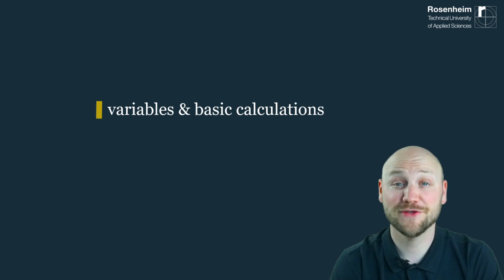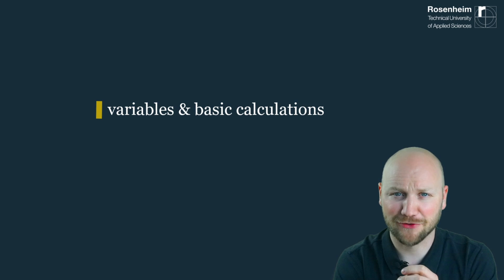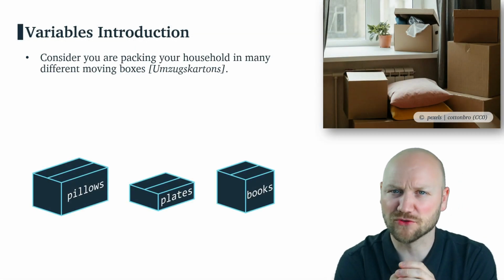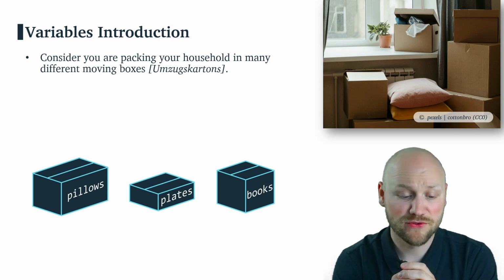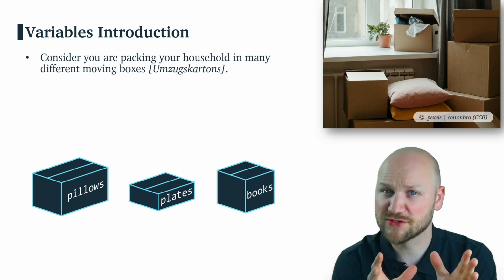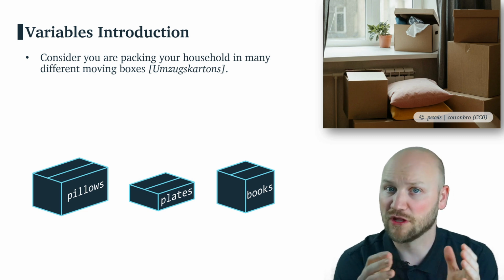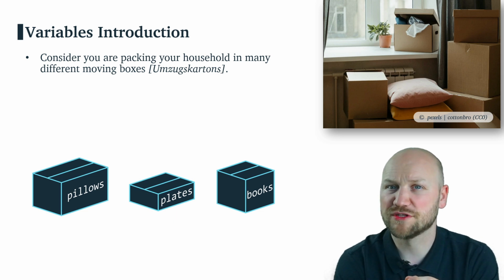Welcome to this first video where we are going to talk about variables and basic calculations. So consider you are moving your household and you're putting all the items into different boxes. You would choose the right size for the right items. For example, you would choose to put pillows that are of high volume and low weight into larger boxes, and things like plates and books that are high weight and low volume you would put into different smaller boxes, right?